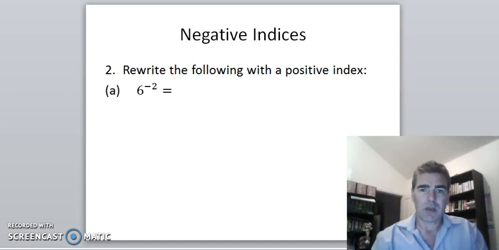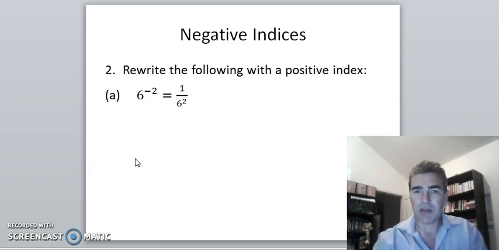Alright, now we're going to go the opposite way. We're going to have a negative index to start off with, and we're going to rewrite the question so it now has a positive index. So 6 to the power negative 2 can now be written as 1 over 6 squared, just like we did when we were working with our number patterns earlier.